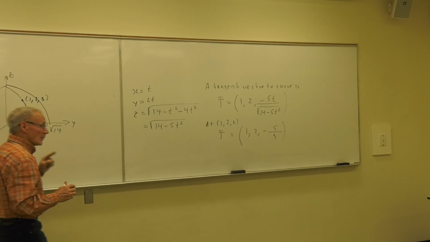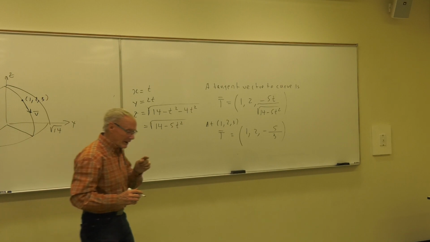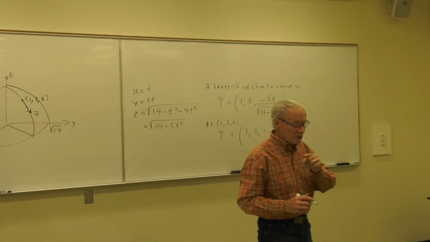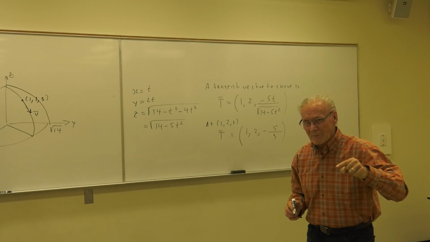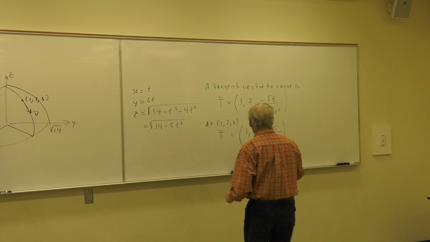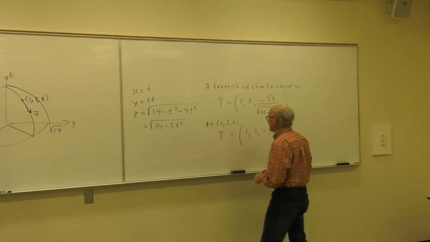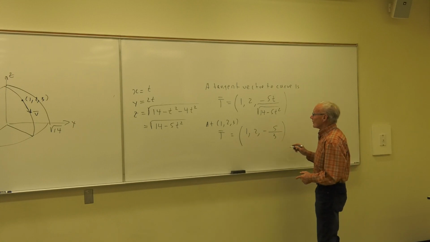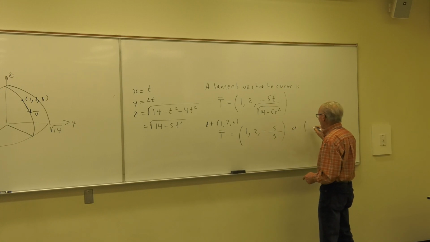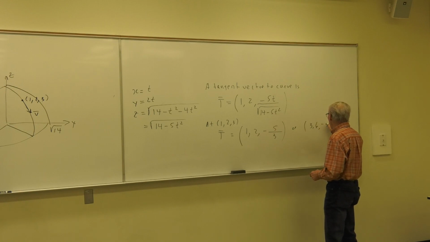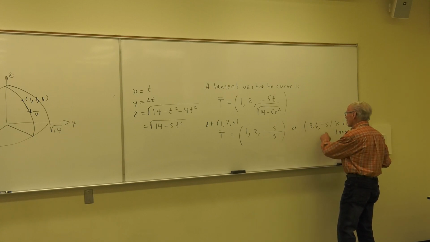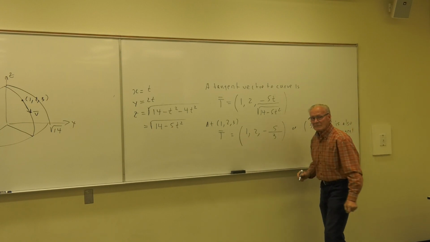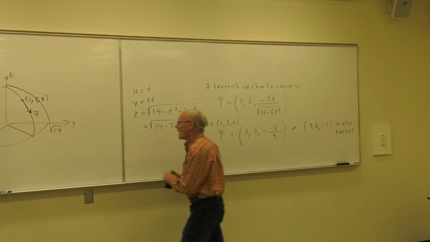Now what do I need for the directional derivative? One, the point, I got it. Two, I need the gradient. And three, I need a unit vector in the direction. Here's a vector in the direction. I need a unit vector. Could I also multiply by 3 and say 3, 6, minus 5 is also tangent? I'm going to turn it into a unit vector anyway. I'd rather turn this into a unit vector than that. Right? So now we need the gradient.